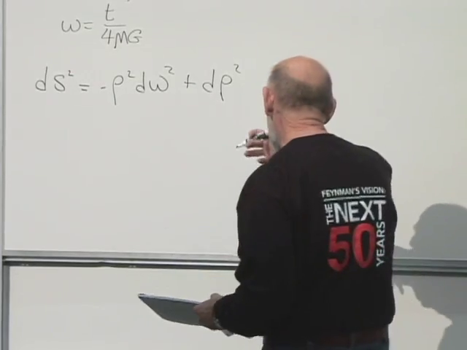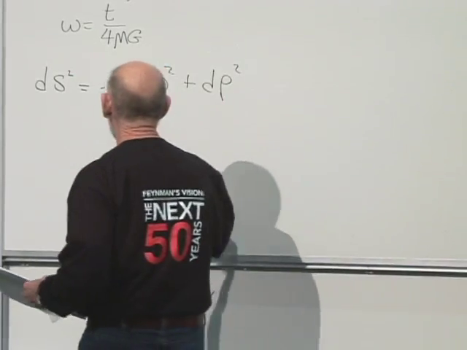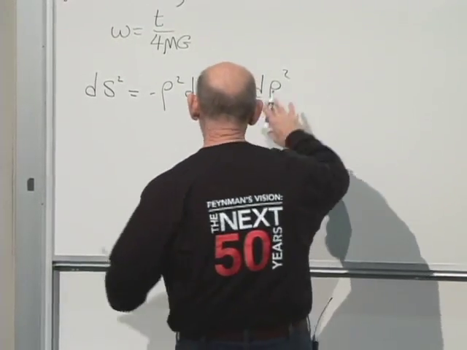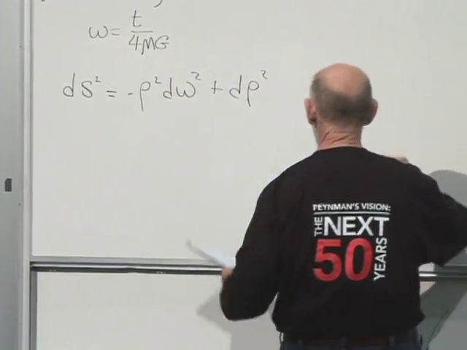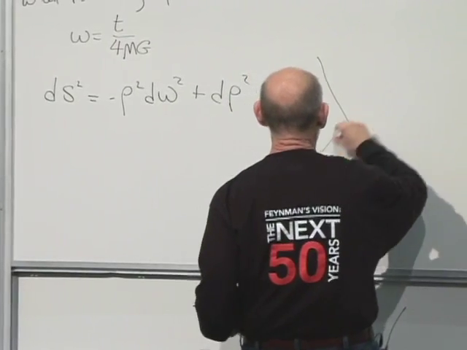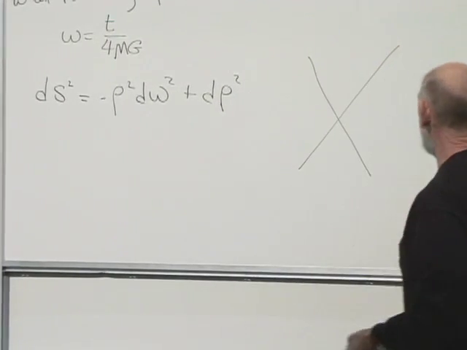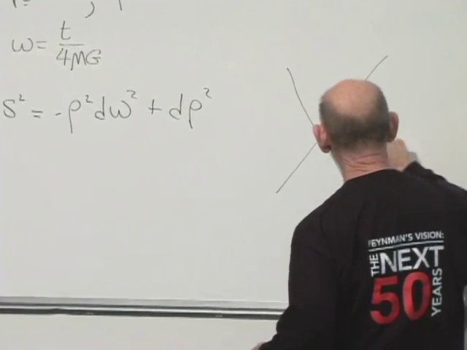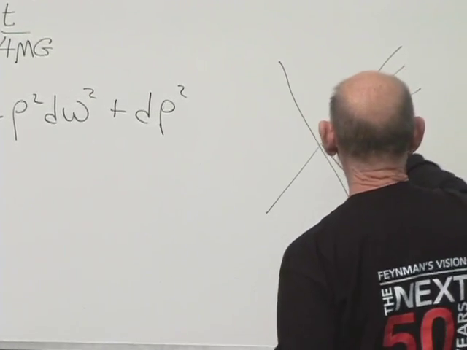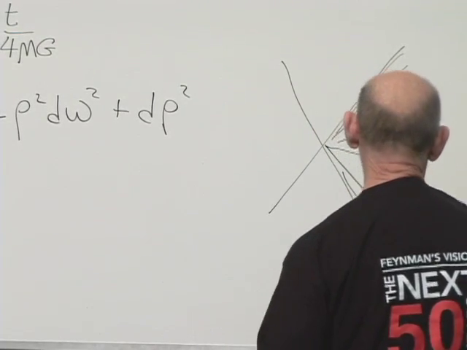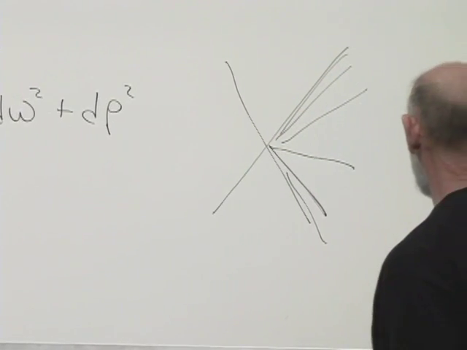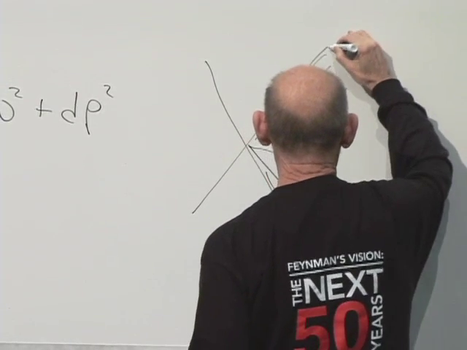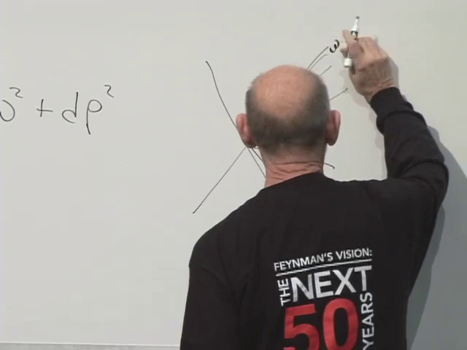Now, this is the metric close to the black hole horizon. We draw a picture of this. This is just flat space in polar coordinates. So it looks something like this. Omega is a kind of hyperbolic angle variable, which way down in the remote past, omega is equal to minus infinity. Way up here, omega is equal to plus infinity.